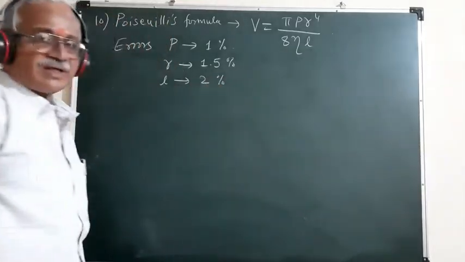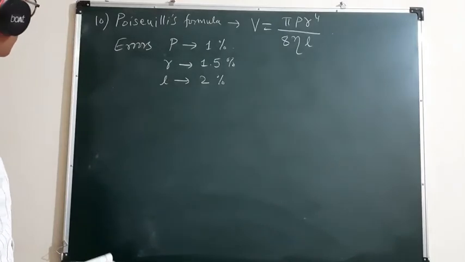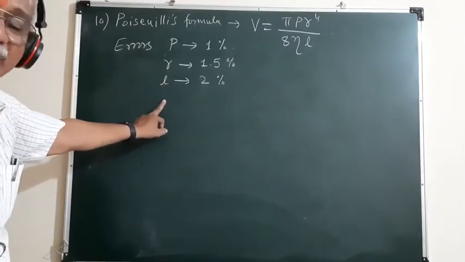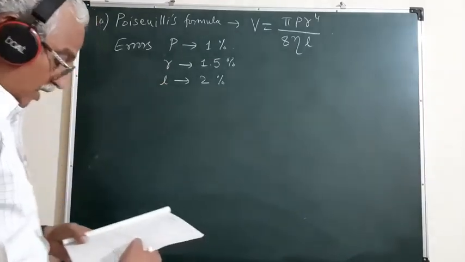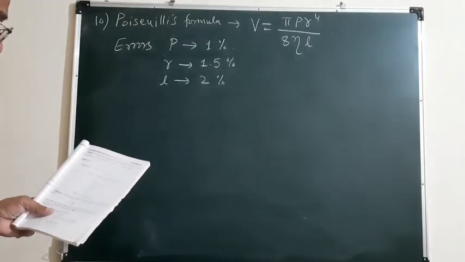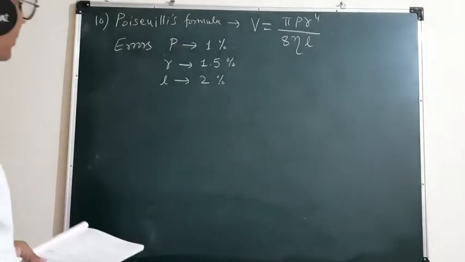So if these are the percentage errors introduced in the measurement of the pressure difference, the radius of the capillary tube and the length of the capillary tube, then you are asked to calculate the maximum possible relative and percentage errors in phi.